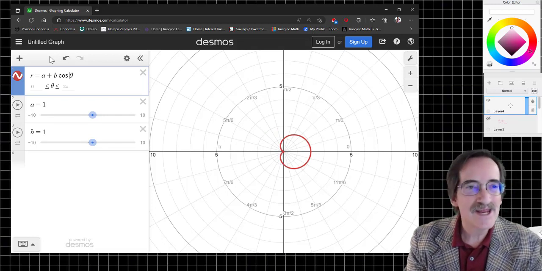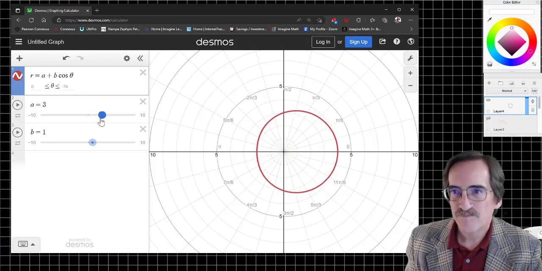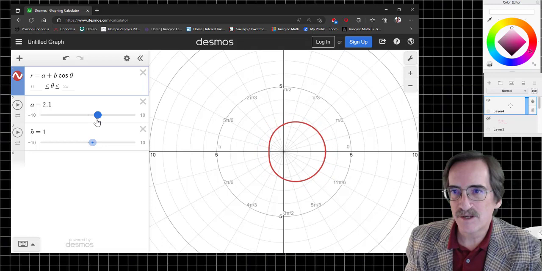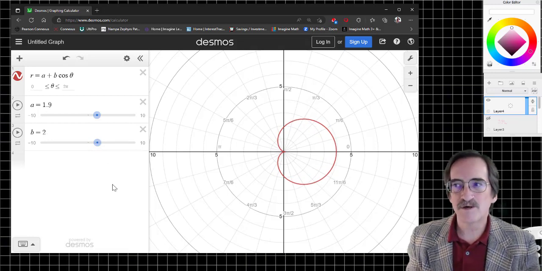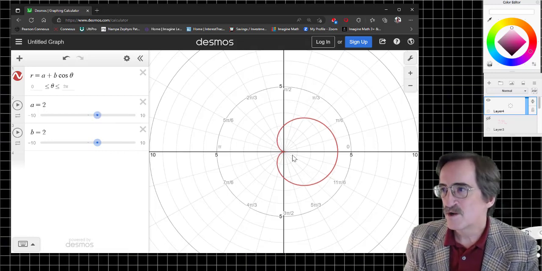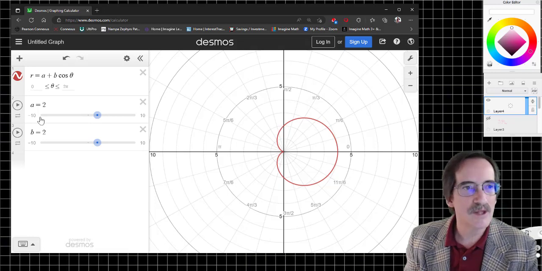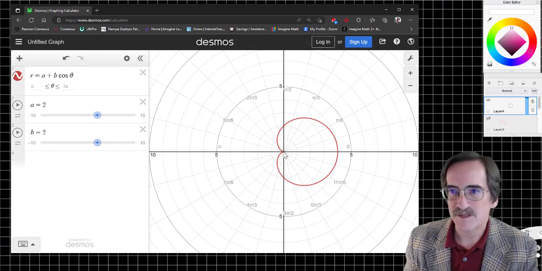Now in this case, a equals b, right? If I increase a to be 2, and b equals 2, it's still a cardioid, it's just bigger, right? It helps if I get that exactly on 2. Notice a couple of things: the radius out here to the major axis is 4. It's double, it's a plus b. And that literally is what is going on. It's a plus b, whereas a minus b is 0, and that's the axis here.